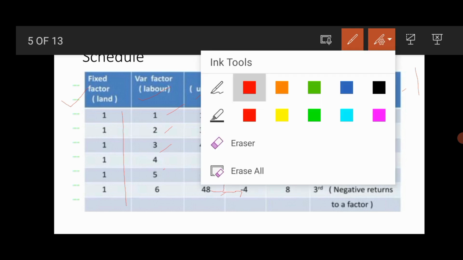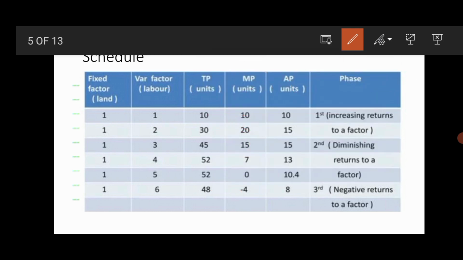Now the question comes, how to calculate average product. You can calculate average product by dividing TP by the number of units. First you keep the first value as it is, so here you divide 10 by 1.